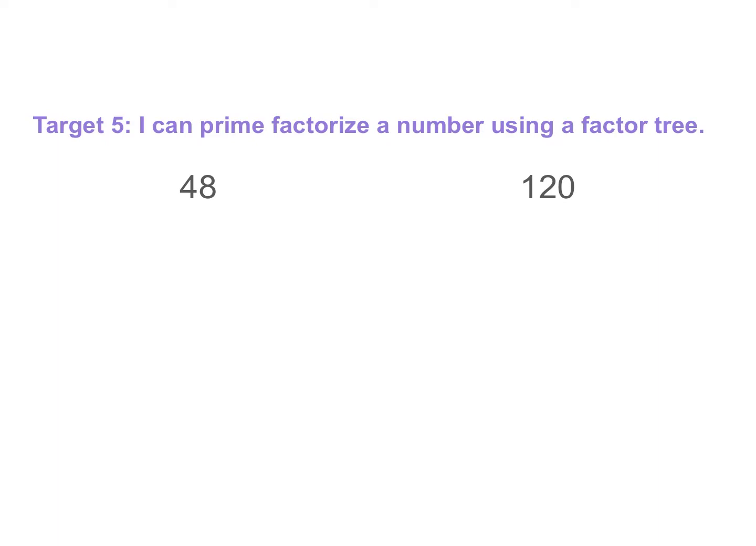All right, the last target is prime factorization. I'm going to show you 4 examples of factor trees and how I want you to write the numbers when you're done. A factor tree is where you're breaking numbers apart until you only have prime numbers left. I like to circle the prime numbers so it's really easy and obvious for me to see when I get there. So I'm going to start with 48.